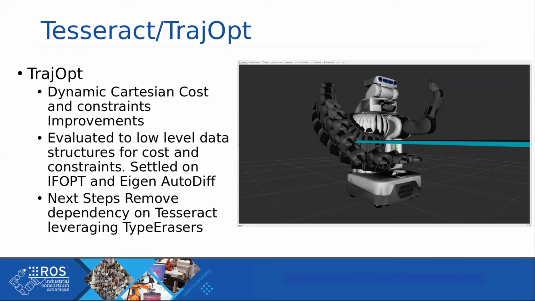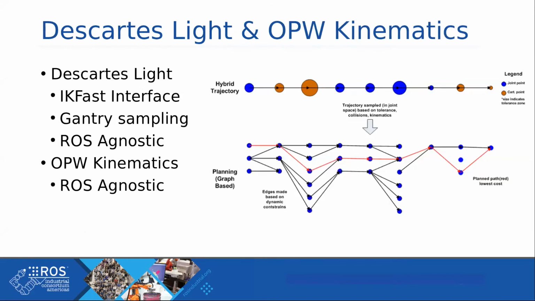We've more or less settled on IFOPT and Eigen autodiff, but we'll have to plan out when that's going to happen. And one of the next steps is to try to remove the dependency of TrajOpt on Tesseract, to allow this motion planner to be used outside of Tesseract, by, say, MoveIt or Drake or one of those other motion planning libraries. Our plan is to leverage type erasers to do this.